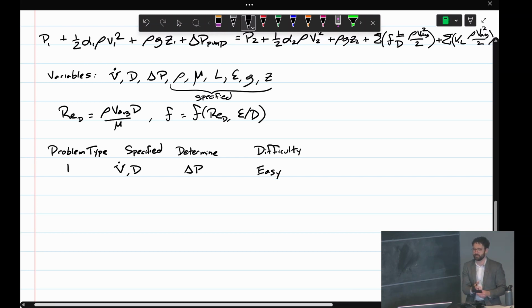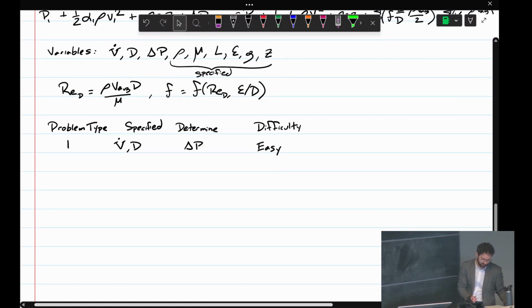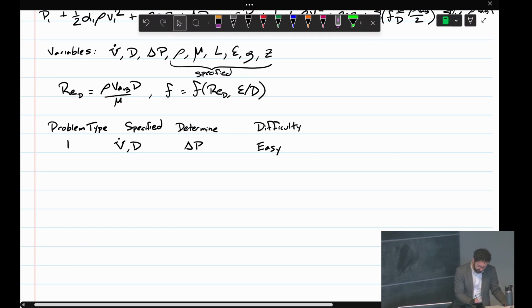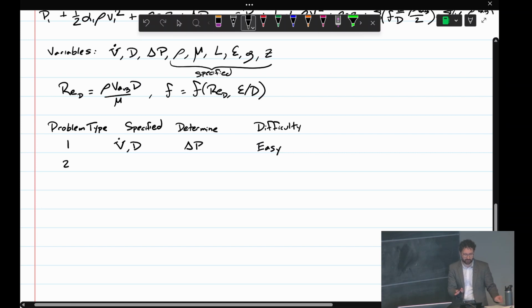I've done several of those examples. That's also what you did for your tutorial, I think. I gave you volumetric flow rate for, I think, a couple of the tutorial problems. So that's the easiest one, and that's because it's a straightforward plug through the equations.